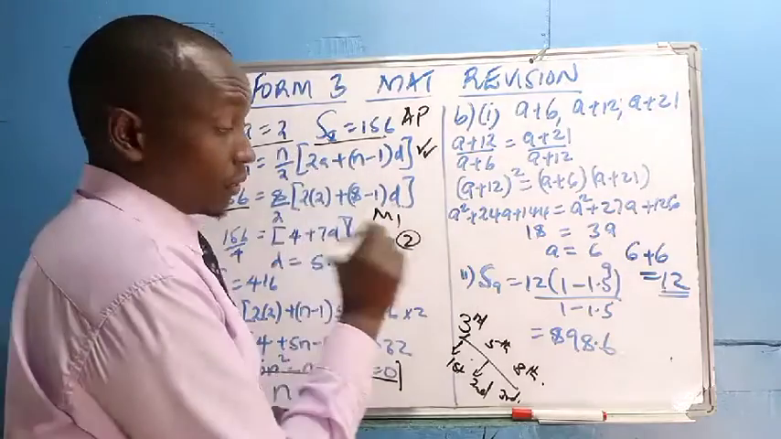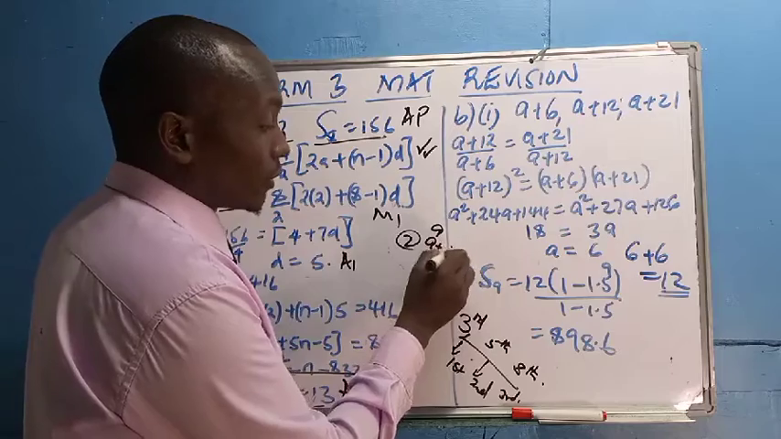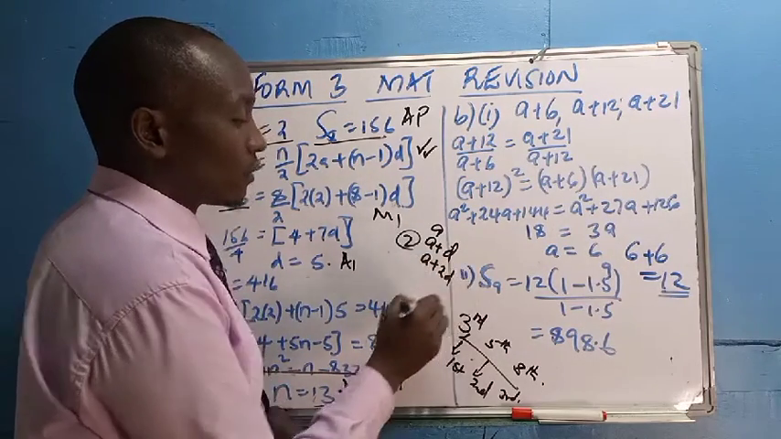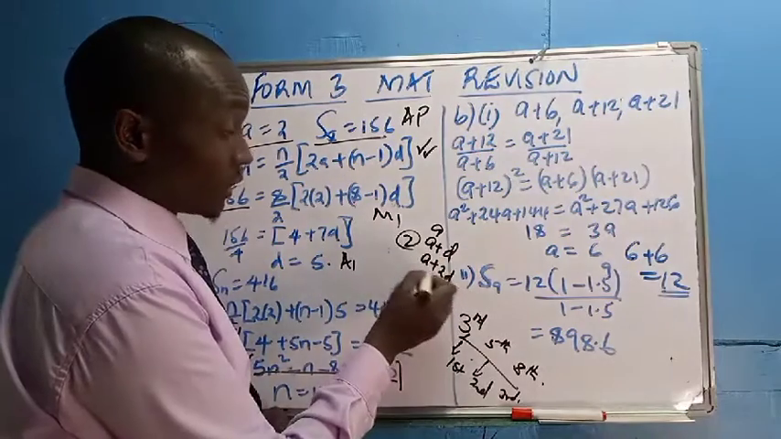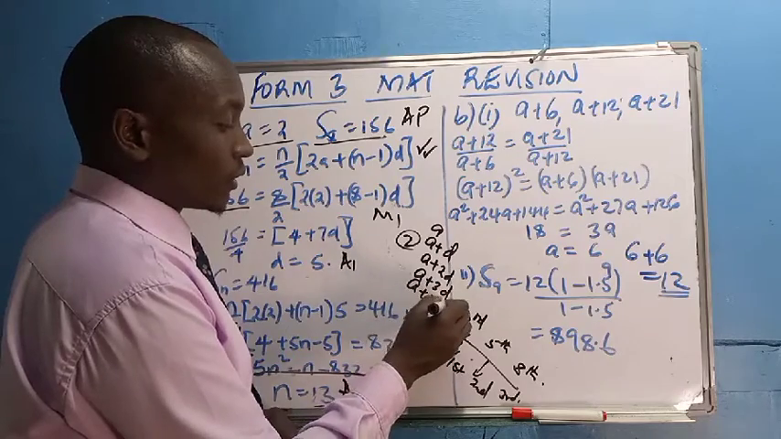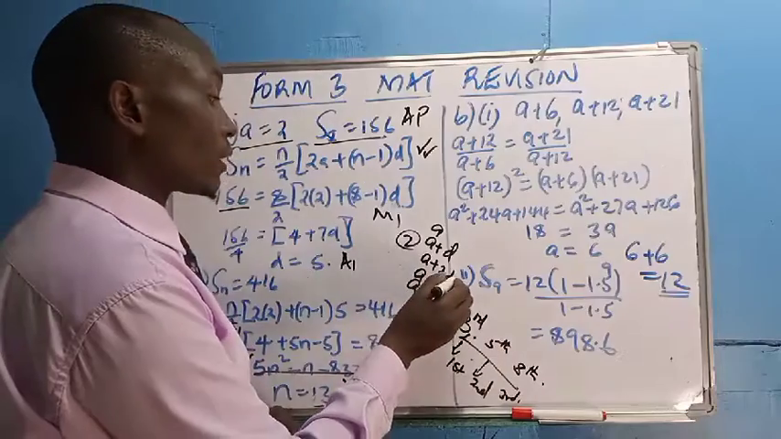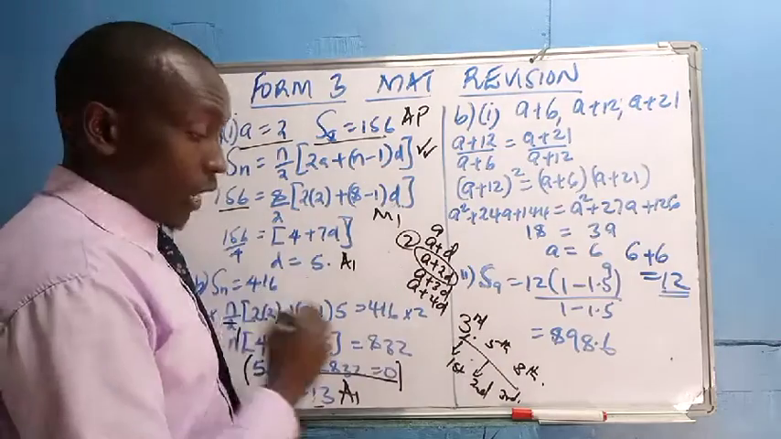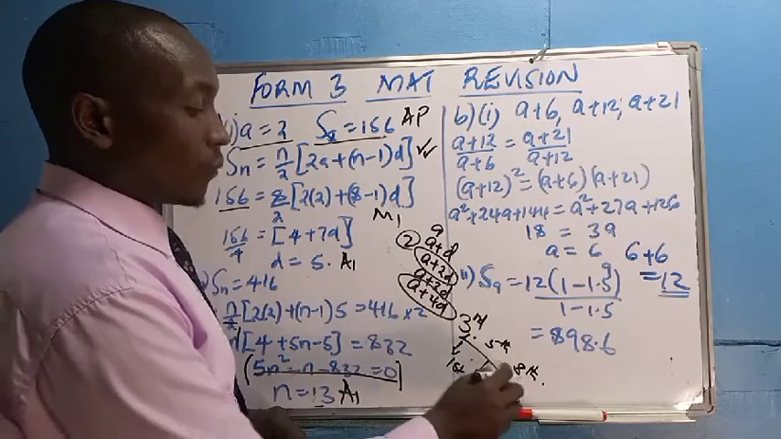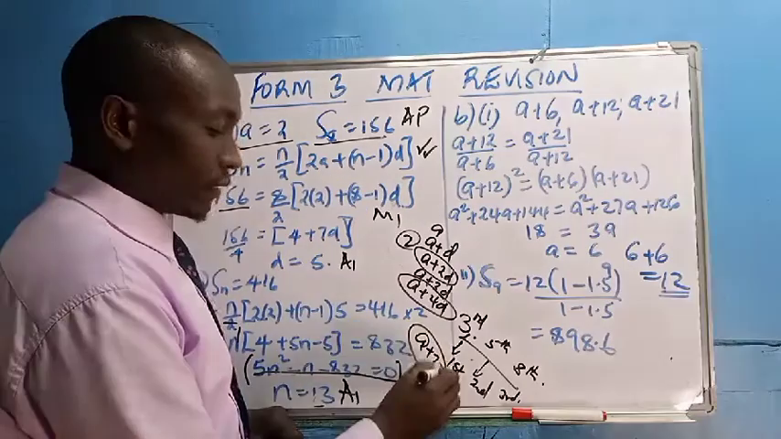That if I have an AP, the first term is A. The second term is A plus D, the common difference. The third term is A plus 2D. The fourth term, for that matter, A plus 3D. The other one, A plus 4D. Okay? So we are talking about the third term. So how will the fifth term look like? There it is. How will the 8th term look like? A plus 7D. There it is.